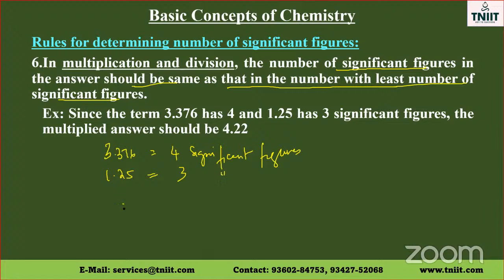So when you multiply this 3.376 into 1.25, we get 4.22. So the answer also has to have only 2 decimal places or 3 significant figures. Totally, we have 3 significant figures here. Here we have 4 significant figures. As per the rule, the answer should be same as in the number with least number of significant figures. So here we have 3 significant figures. Therefore, the answer also should be given in 3 significant figures.